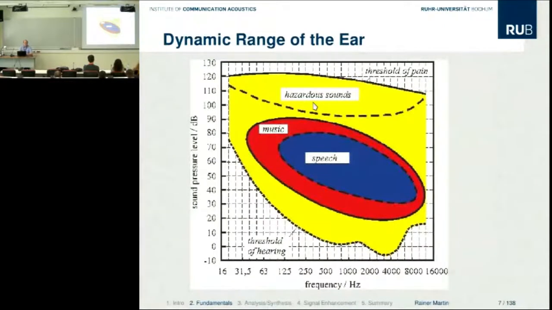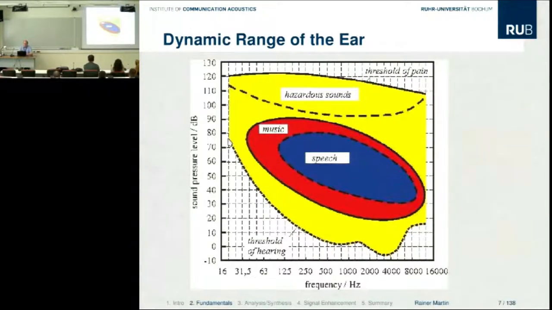The ear has some very remarkable properties in terms of dynamic range, for example. Here's a plot of the hearing surface. On the x-axis you have the frequency range from 16 hertz to roughly 16 or 20 kilohertz, and here is the dynamic range from minus 10 to 120 dB. In the different colors, you see the typical range of sounds and how they are located within this diagram. Speech ranges typically from 100 hertz to 12, 14 kilohertz. Music has a larger range.